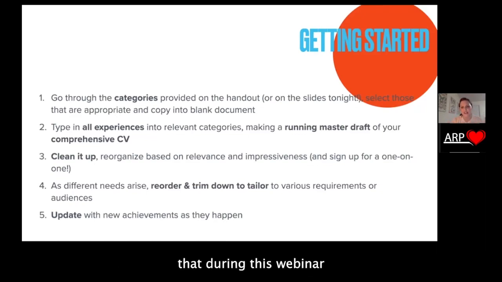You can start working on that during this webinar because we're going to be going over all those potential categories tonight. So you might go ahead and take note of, okay, that one, that one, that one, that one, that one, as we go through it. And then you're going to put that in a Word document.